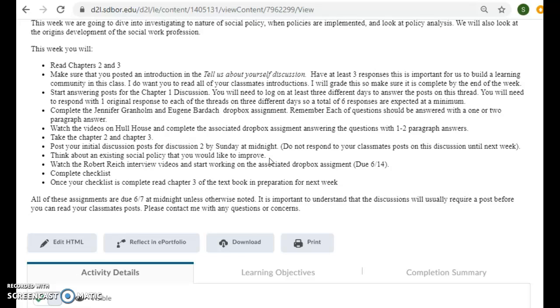Trust me. And then I also want you to think about an existing social policy that you'd like to improve. And this should be pretty easy for you. You've been taking classes in sociology and human services. I'm sure you could think of something that's not working as well as it should, something that you think you could make a suggestion to make better. This is for an assignment we're going to put out next week, but it's the start of the papers we're going to write.